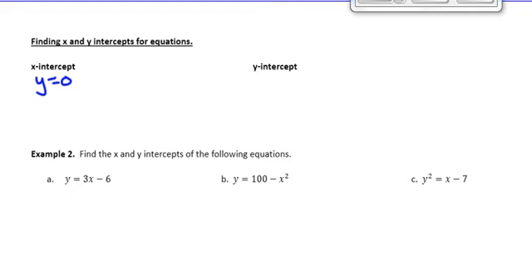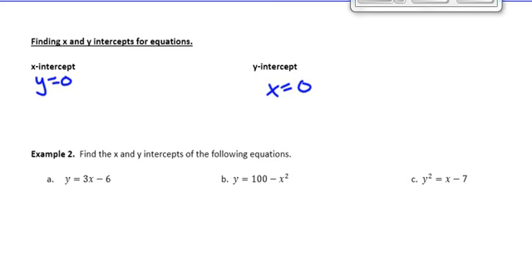We're taking a look at finding x and y intercepts for equations. The x-intercept is when y is equal to 0. It's also the place where the graph, if you have a graph, crosses the x-axis. The y-intercept is when x is equal to 0. It's also the place where, if you're looking at a graph, the line crosses the y-axis.